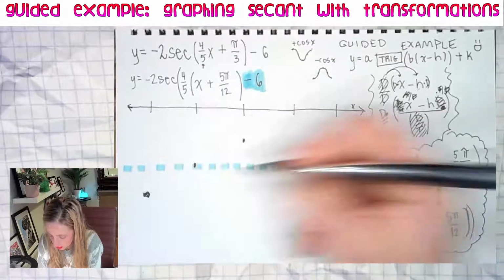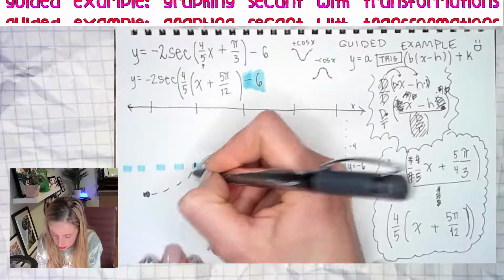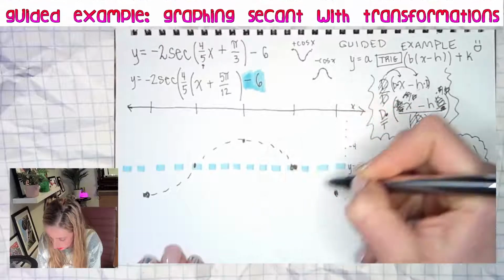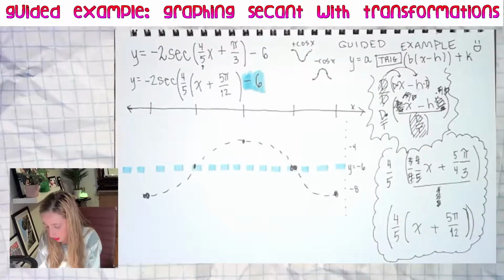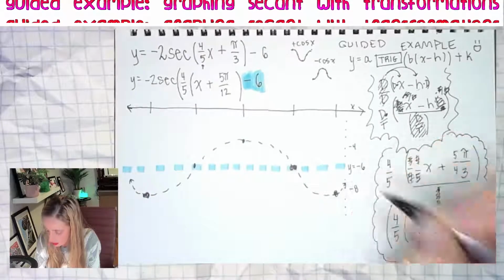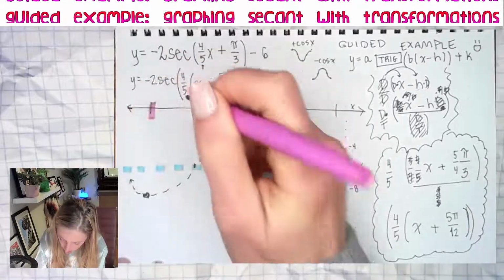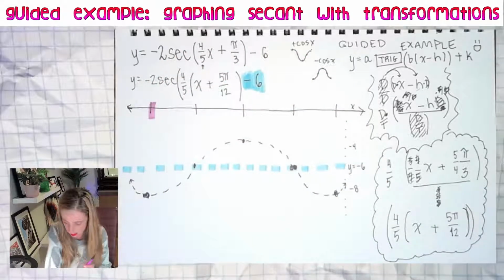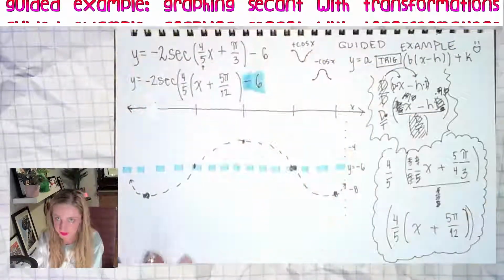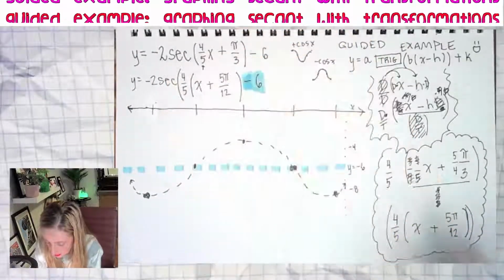My spacing's not great, right? It's a little wonky. Drawing it dashed. This part's concave down, looking like a frown. This part over here, concave up, looking like a cup, right? It keeps going indefinitely. We need to draw our vertical asymptotes everywhere cosine would have a 0.